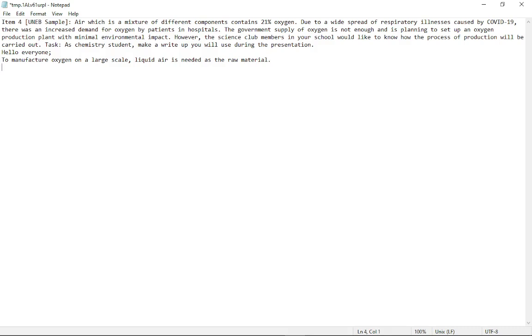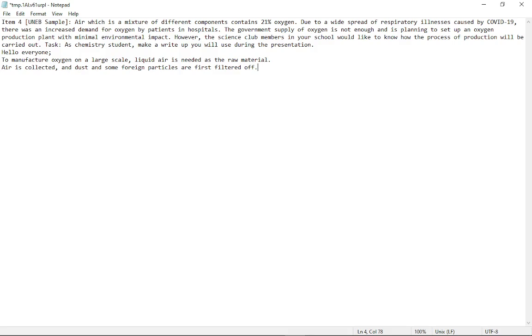Next, I need to look at the production process. So I say air is collected. After I've collected that air, dust and maybe some foreign particles are first filtered off. You need your air clean.